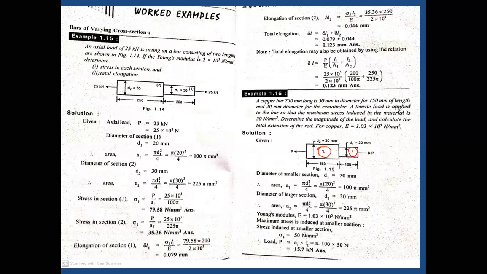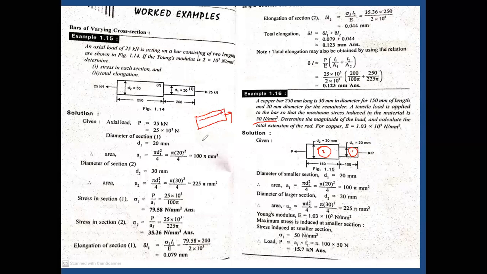The maximum stress is induced at the smaller section. The tensile load is applied to the bar so that the maximum stress induced in the material is 15 Newton per mm square. In case of a constant cross section, while applying the load, the maximum stress induced can be obtained throughout the length.